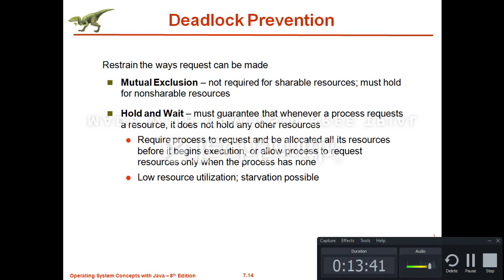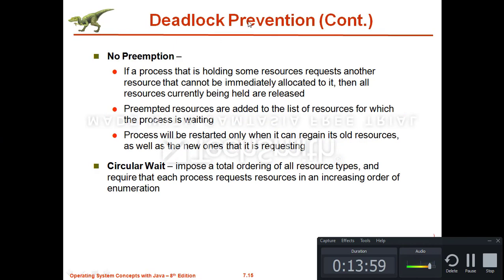Then definitely hold and wait will become false. That means if they want to get any new resource, then they should release all the existing resources they are holding. Then only they are allowed to request a new resource. So you can make hold and wait false. Then the possibility of preventing a deadlock will be more. Then coming to no preemption. No preemption is nothing but once they get a resource, they will not release the resource in between.